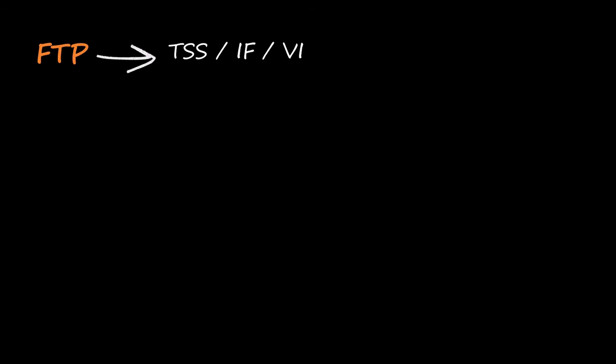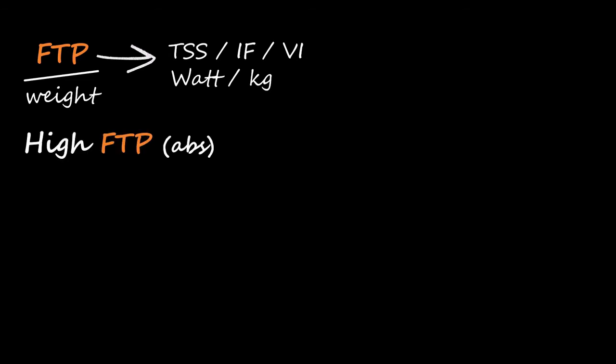Now, another thing: if you divide your FTP in absolute watts by your weight, you get your relative power, which is expressed in watts per kilo. So why is it important to look at both the absolute value and the relative power? Well, if you have a high FTP in absolute value, for example, you are able for 20 minutes to do 350, 400, 450 watts, that probably means that you are going to be a quite good time trialist.